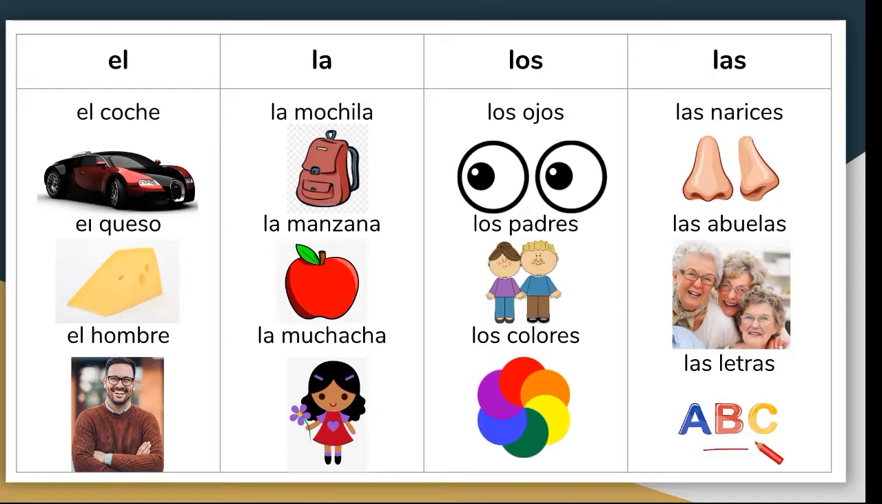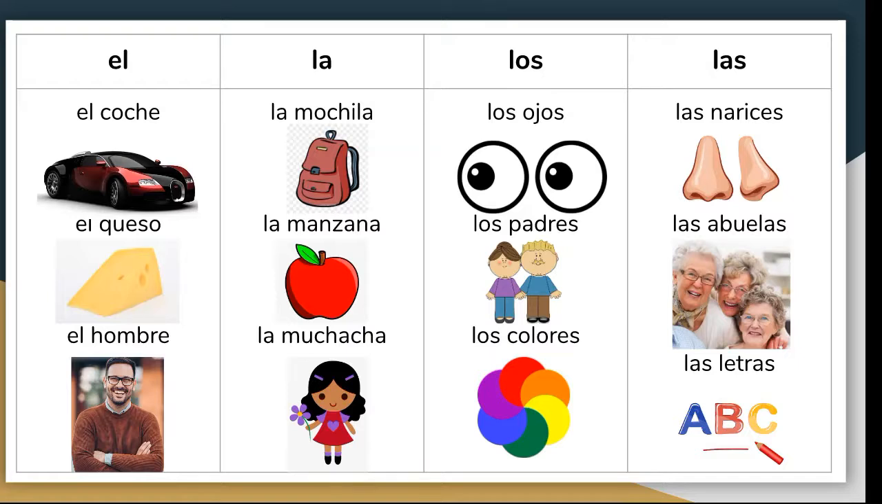Here are some examples. For el, we have el coche, el queso, y el hombre. For la, we have la mochila, la manzana, y la muchacha. For los, we have los ojos, los padres, y los colores. For las, we have las narices, las abuelas, y las letras.